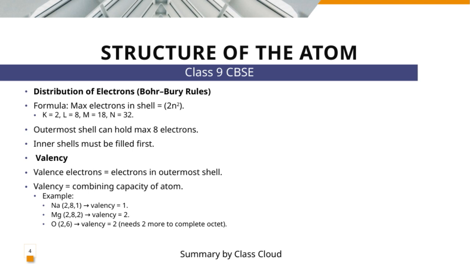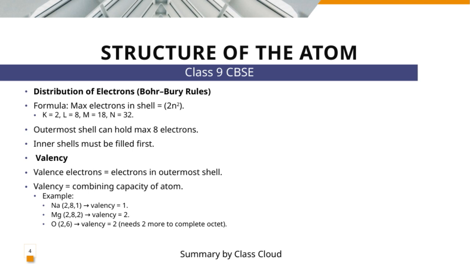Valency is essentially the combining capacity of an atom, and it depends on the number of electrons in the outermost shell, which we call valence electrons. For example, sodium, which has the electron configuration 2, 8, 1, has a valency of 1 because it has 1 electron in its outermost shell. Magnesium, with a configuration of 2, 8, 2, has a valency of 2. And oxygen, with 2, 6, has a valency of 2 because it needs 2 more electrons to complete its octet.